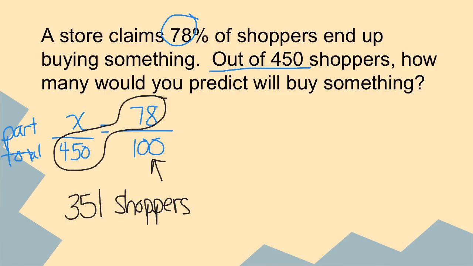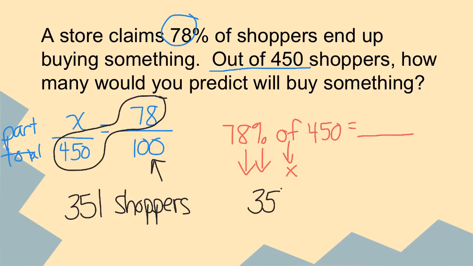If you use the percentage method, you had 78% of the 450 shoppers would equal how many people? Put 78 and your percent sign. Of means you're multiplying by 450. And again, you're going to get 351 shoppers.